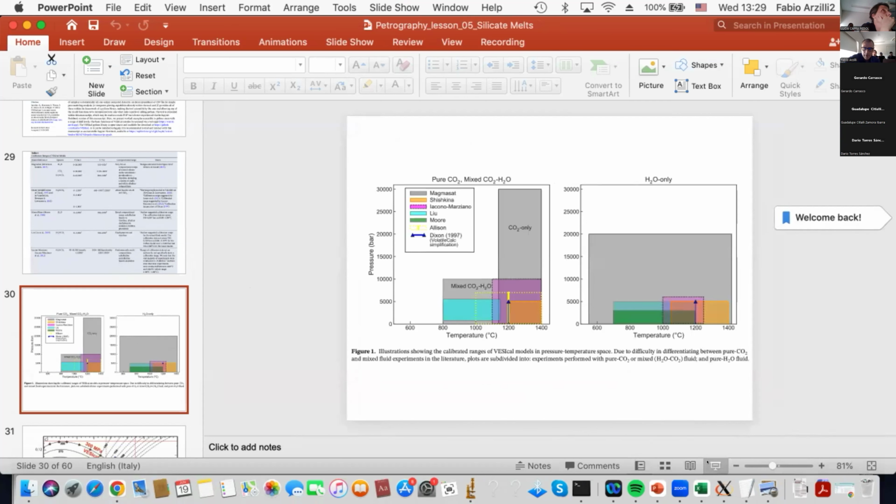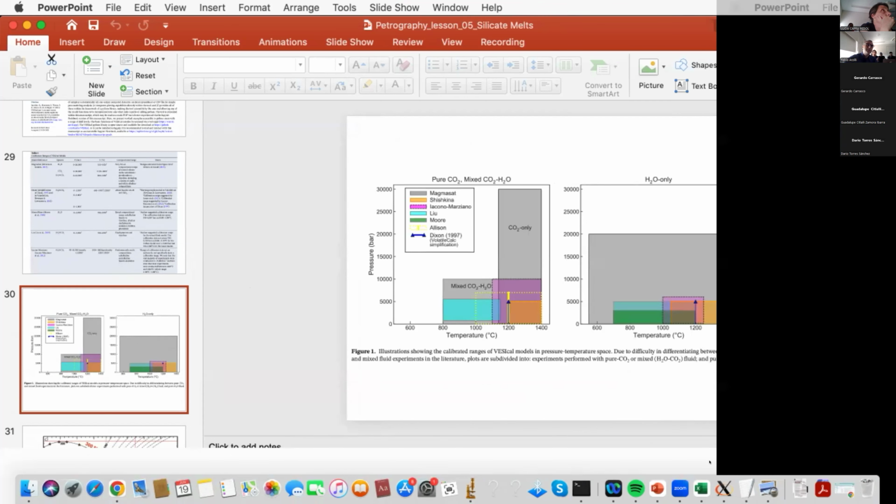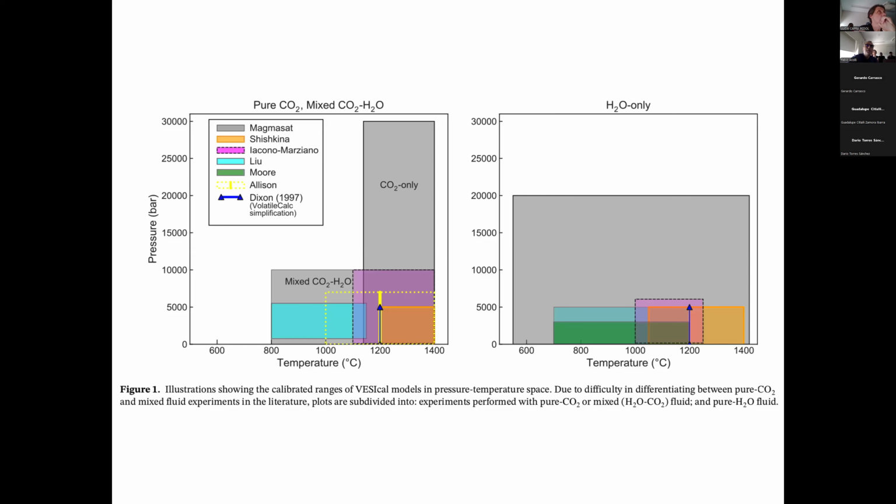This is the Jacobino classical model, the program that puts all the models together. What we are using here is the Moore model, the green one. That is very good for a wide range of compositions: basalt, andesite, rhyolite, dacite, and so on, in a wide range of temperatures and magmatic pressures. So it's quite reliable.